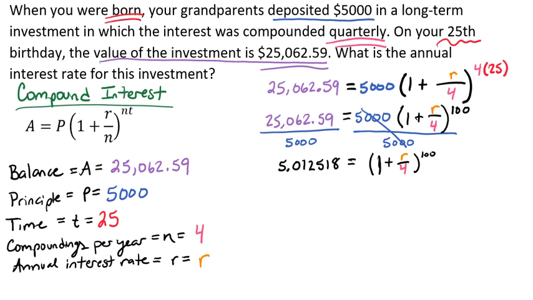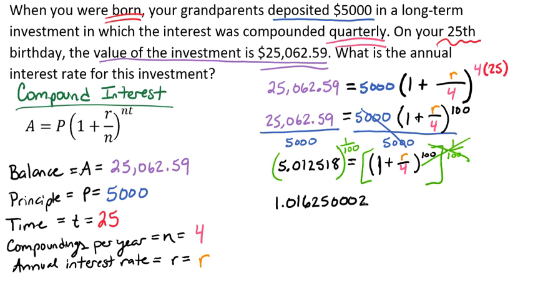Then we want to get rid of that power of 100. So there's a couple things we can do here. We can take the 100th root, which is kind of a lot, or we can raise each side to the reciprocal of that power. So both sides will be raised to the 1 over 100 power, and doing that allows us to cancel those out. Then, if we take 5.012518 and we raise that to the 1 over 100th power, that is going to give us the value 1.016250002.